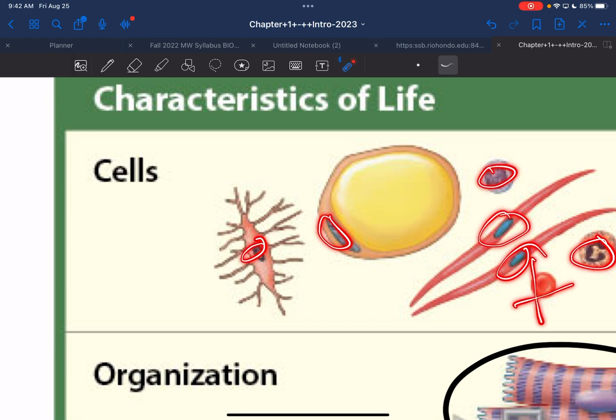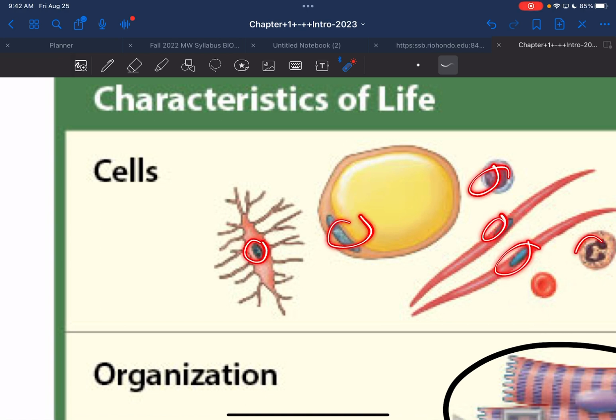Except for this one, which is a unique one. But otherwise, they all have it because they're all cells. They all need that structure in the center to tell them what to do. It's sort of like their little brain.